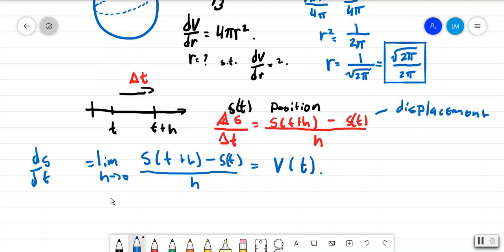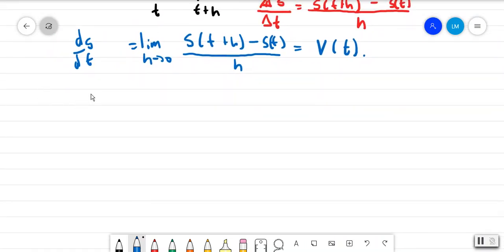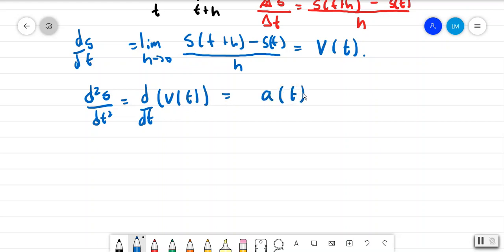In that case, we can apply the derivative of the derivative. The second derivative with respect to t is just the derivative of the velocity, which is equal to acceleration. So acceleration comes from the second derivative, and velocity is from the first derivative.